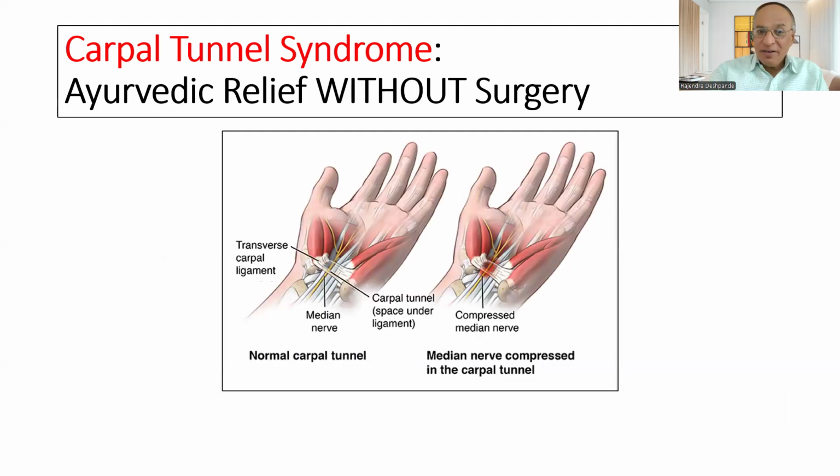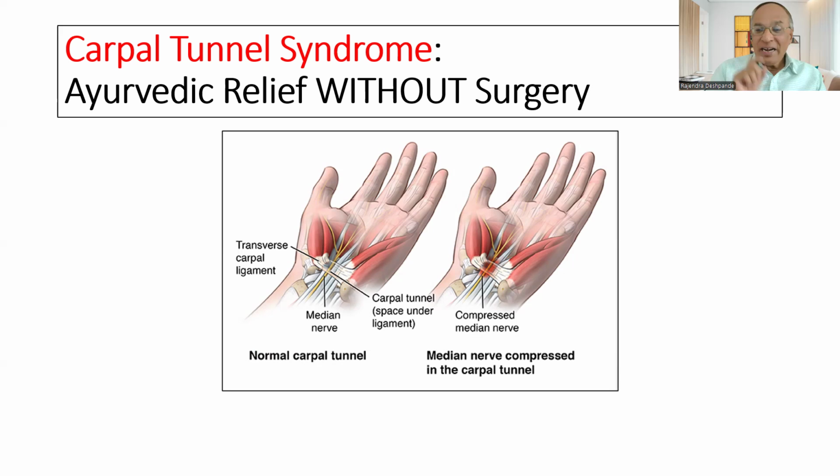So let us start to discuss this problem. Can you see on the screen? Normal carpal tunnel. Normal tunnel is like a hollow space. Transverse carpal ligaments are there. Then, most important is the median nerve. In that particular hollow space, the median nerve is passing.